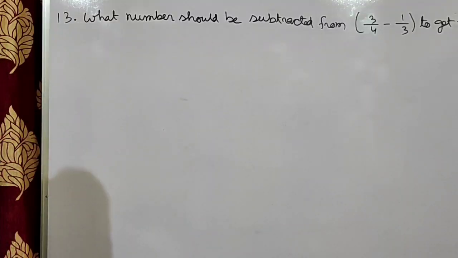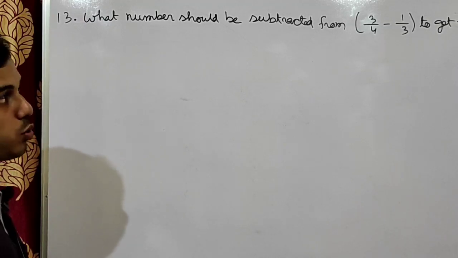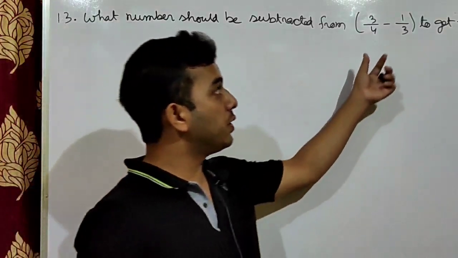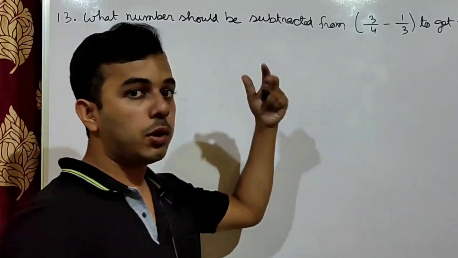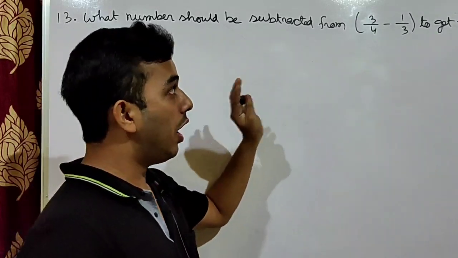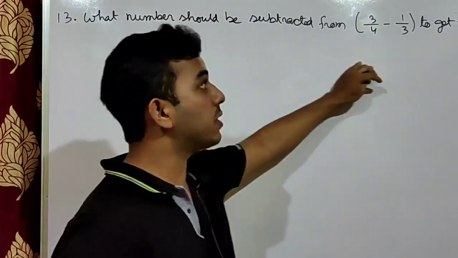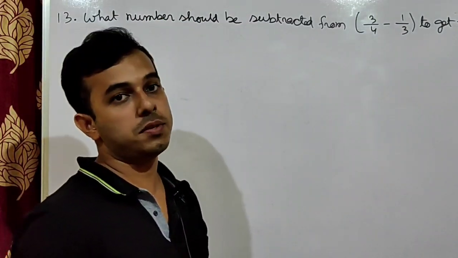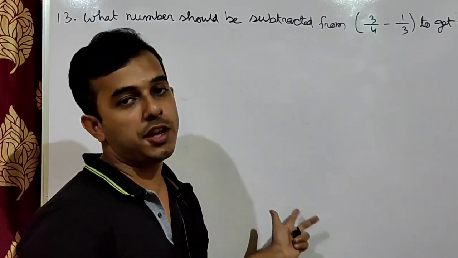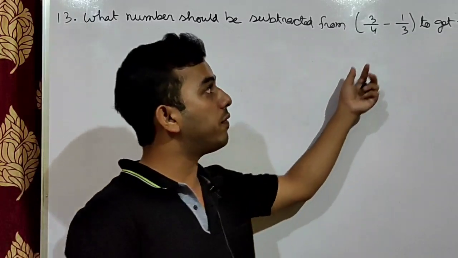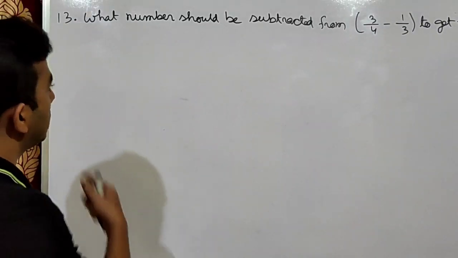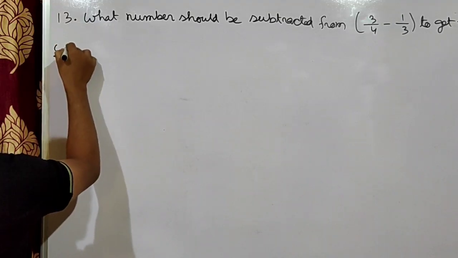So here the question is: what number should be subtracted from 3 by 4 minus 1 by 3 to get minus 1 by 4? First of all, we have to solve 3 by 4 minus 1 by 3, then we will get a result. Suppose this result is x; then our question is what should be subtracted from x to get minus 1 by 4. That means our second step is as in the earlier questions. First we find this step, and then we proceed as we solved earlier. So let's write the solution.